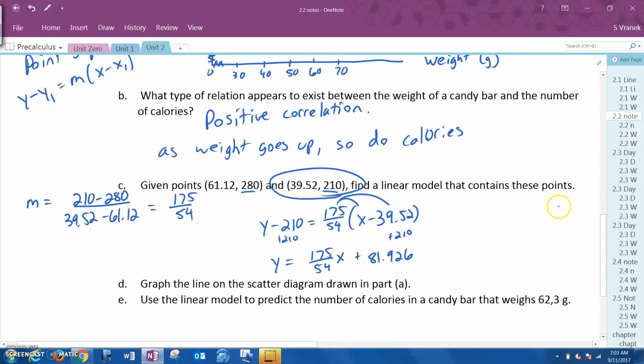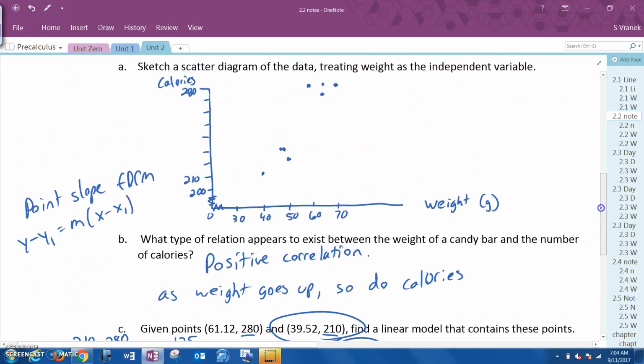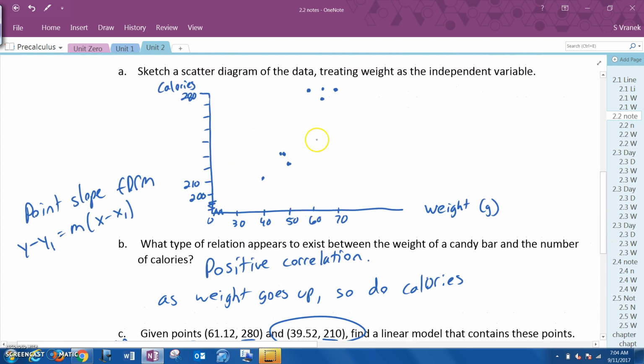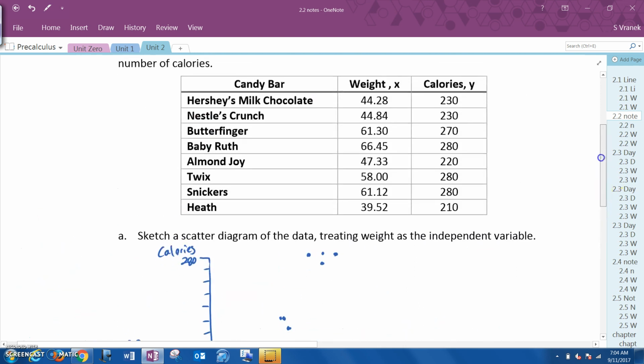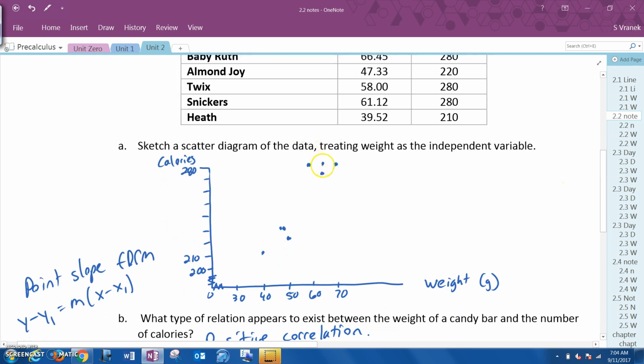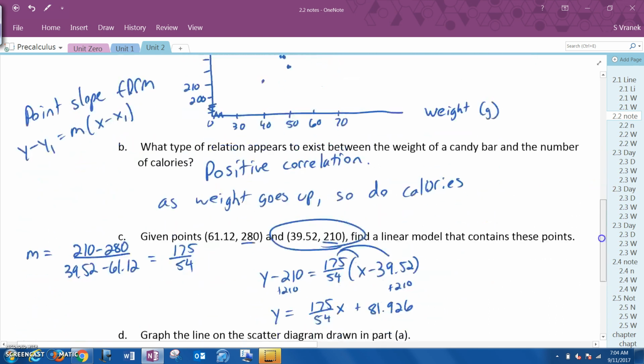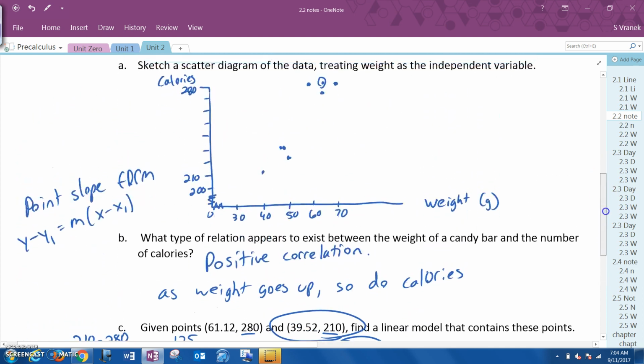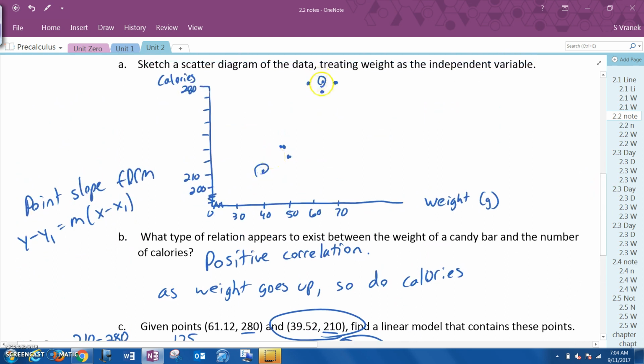Then it says graph the line on the scatter diagram drawn in part A. Well, what you can do is just connect those two dots. So 39.52, 210, and 61.12, 280. Which were my 280 ones? 280 was 66, 58, and 61. So I'm assuming it's this one. And then, what was the other one? 39 was my 210. It was this one. So what you can do is just connect those dots. And there's our scatter diagram.